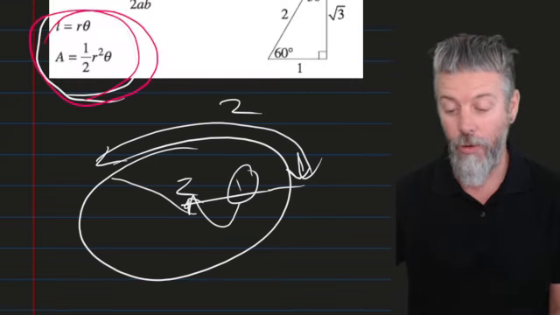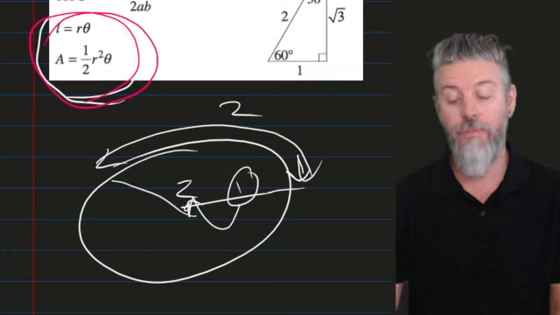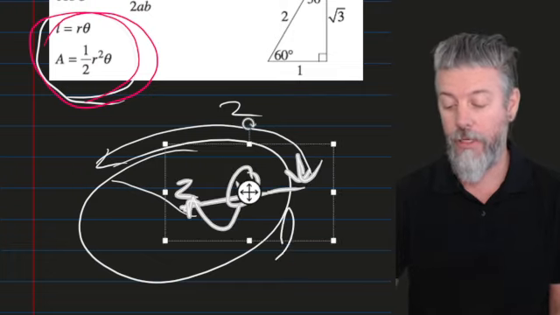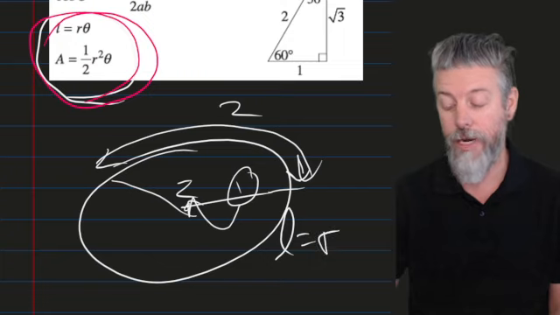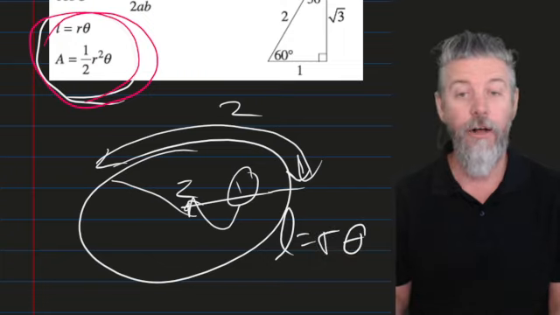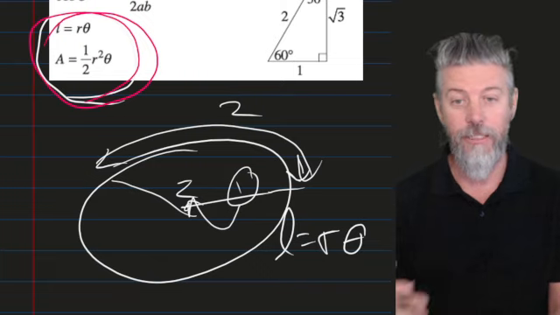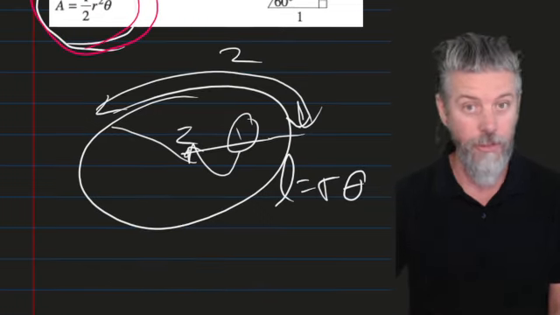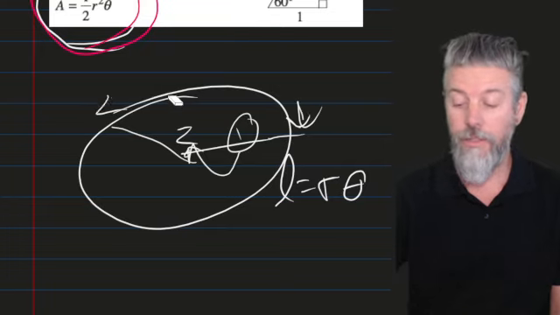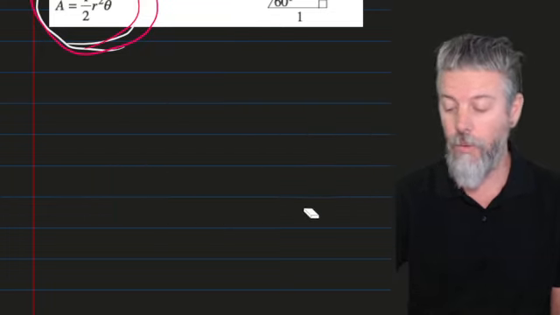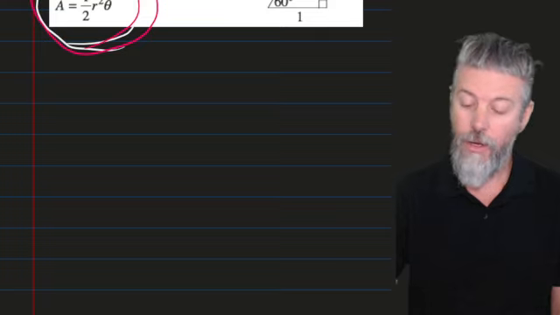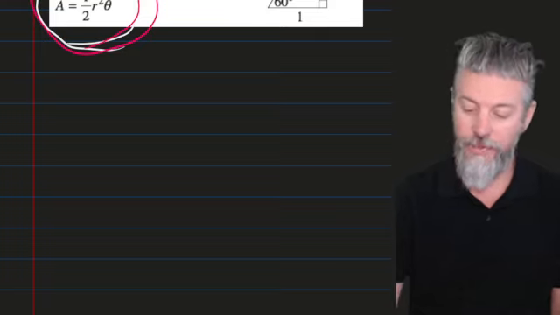And therefore, we get that first formula, L equals R theta, right? The arc length is equal to the radius times how big the radian angle is, because that's how far we've got to go around the circle. Cool. So that makes sense. What about the next one? A half R squared theta.